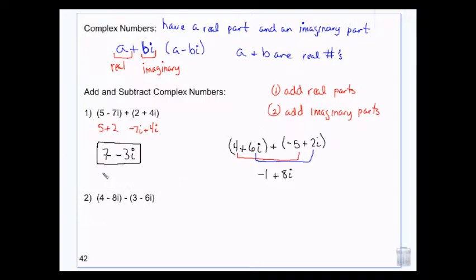In complex numbers, you have to distribute the negative first. And then you add the real parts. And then you add the imaginary parts.